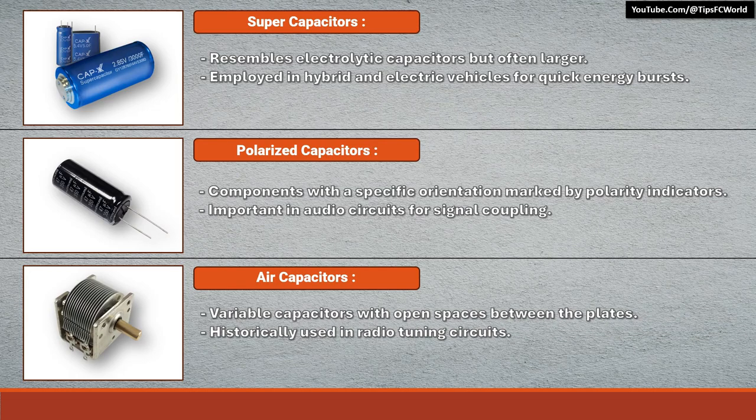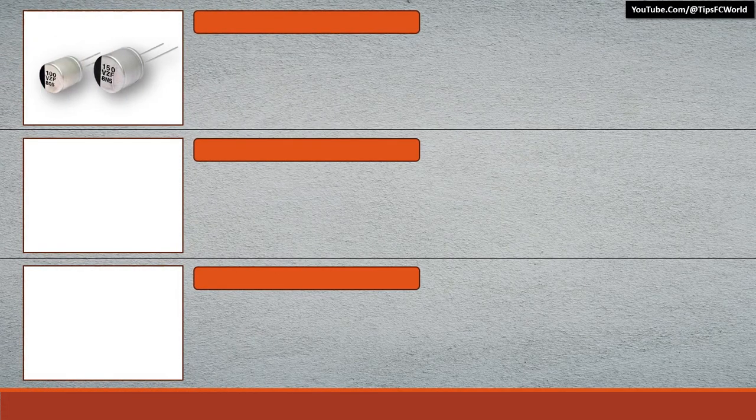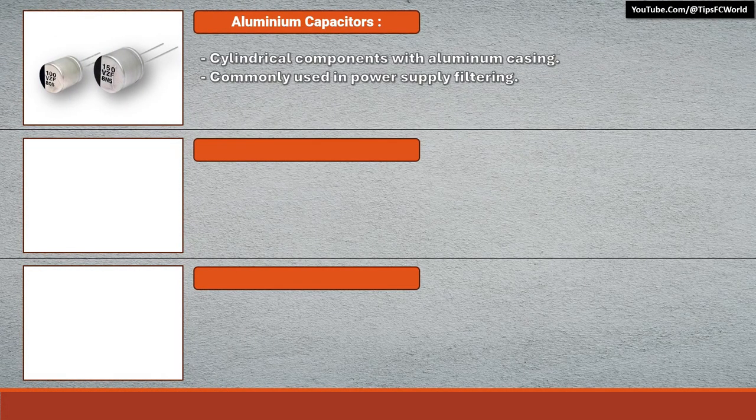Air capacitors, variable capacitors with open spaces between the plates. Historically used in radio tuning circuits. Aluminium electrolytic capacitors, cylindrical components with aluminum casing. Commonly used in power supply filtering.